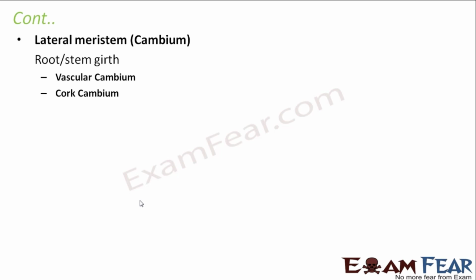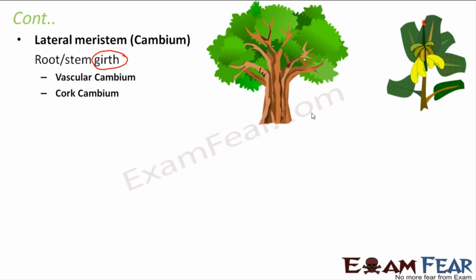So this lateral meristem will cause an increase in the root or stem girth. What is this girth? Girth is nothing but the thickness, or we can say the circumference of the bark. Let us look at this tree. So what do you think would be the thickness, or what do you think is the circumference of this bark? So this circumference of the bark is known as girth.